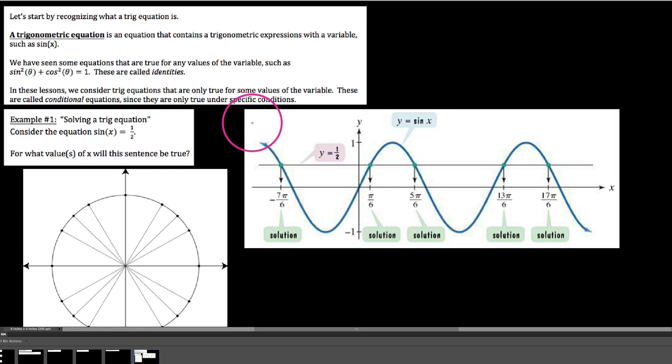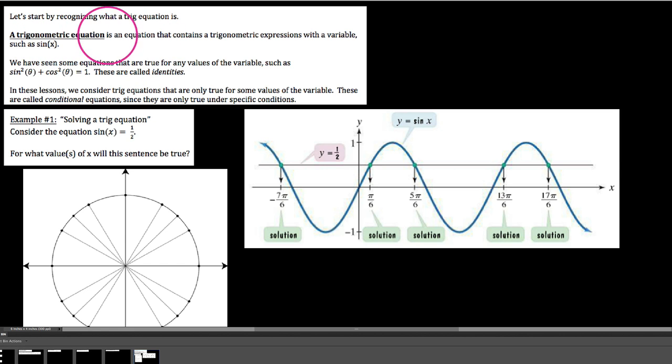Okay, YouTube, this is my first video in a module that I'm doing on solving trigonometric equations. Essentially, what we're going to do is start with the fundamental notion of what a trigonometric equation is and what it is that we're looking for, but also talk about how we list solutions and how we either restrict them or don't restrict them at times. So let's start with recognizing what a trig equation is.